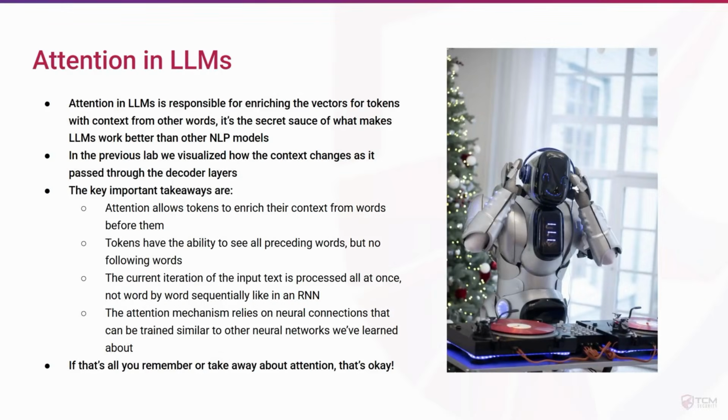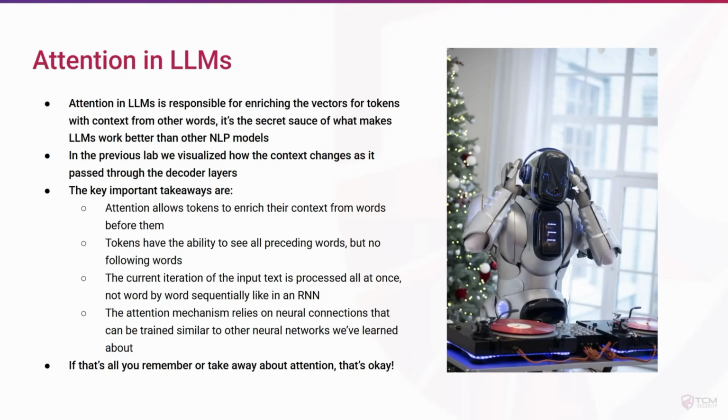Recall from our previous lessons that the attention mechanism in LLMs is what's responsible for enriching the vectors for tokens with context from other words or tokens. And this is really the secret sauce of what makes LLMs work better, both for semantic understanding and also text prediction than other natural language processing models, like those vanilla feed-forward networks or recurrent neural networks we looked at.